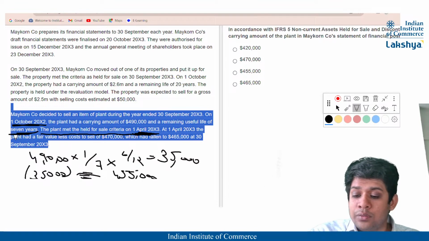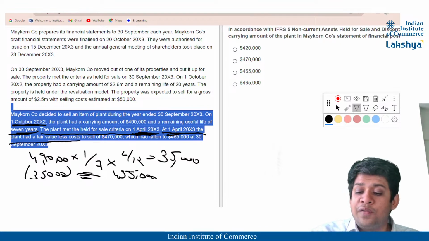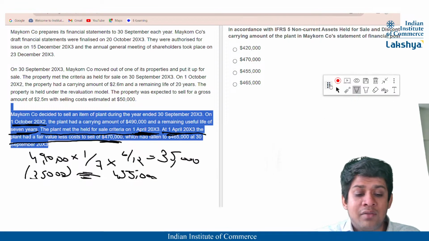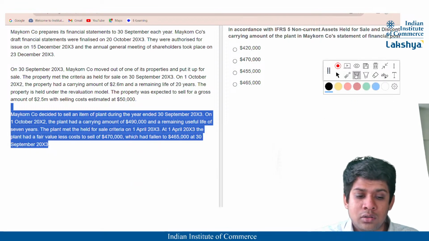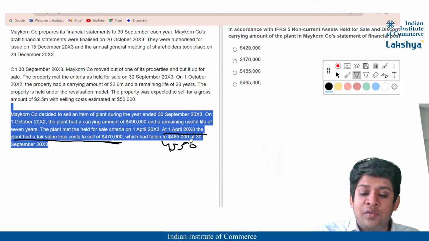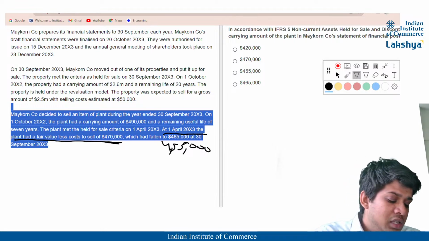Correct? So, at 1st April 2013, the plant had a fair value of 4,70,000. Now we have identified that the carrying value is 4,55,000. Now it is held for sale. We have identified the carrying value to be 4,55,000. Correct. That is 4,90,000 minus the depreciation of 35,000.